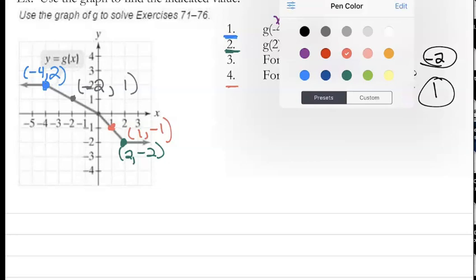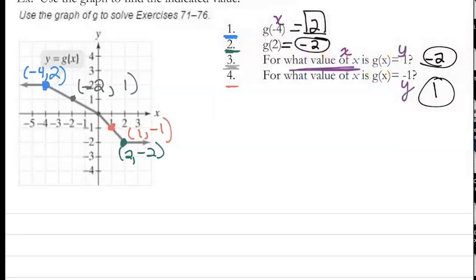And I don't think I marked this one. This one was this color. So that'll do it. That's how we turn around and use the function notation to get answers for those matching pieces of our coordinates.